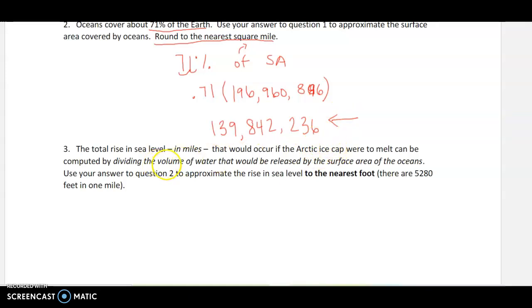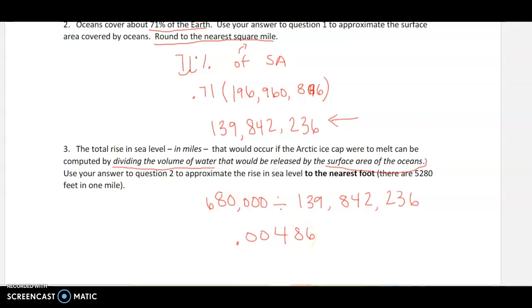Number 3, we have the total rise in sea level in miles that would occur. I kind of went over this in the first video, so I'm not going to go over it in detail, but we get this by dividing the volume of water, which was that 680,000, by the surface area of the oceans, which we found right here. So we divide these two numbers. When we divide this, we're going to get a really small number, like 0.00486, and it goes on. So you can write out the whole number.